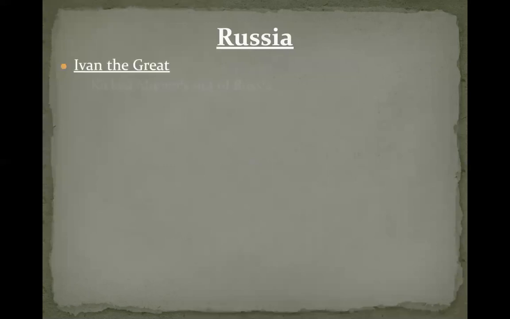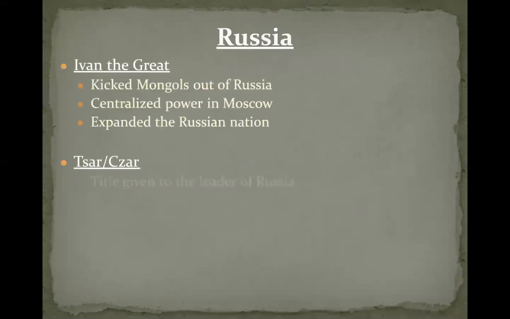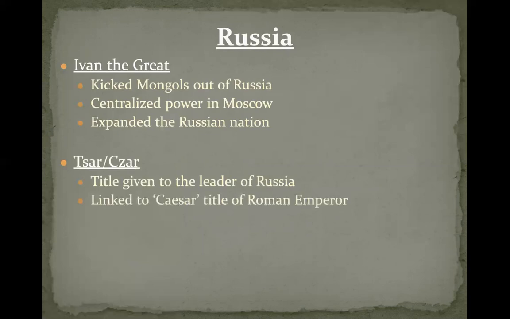And next and finally, we'll talk about Russia. So Ivan the Great threw off the rule of the Mongols. He centralized power in Moscow and expanded the Russian nation. He's labeled Ivan the Great because the Russians looked at him with such admiration for his ability.